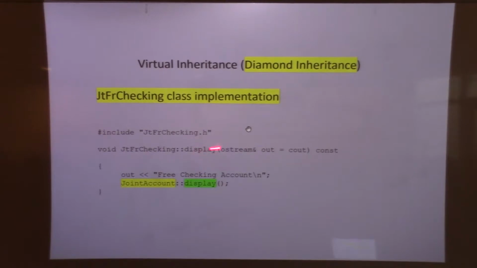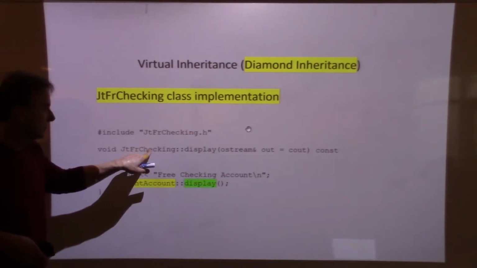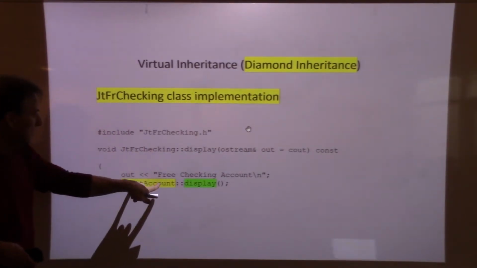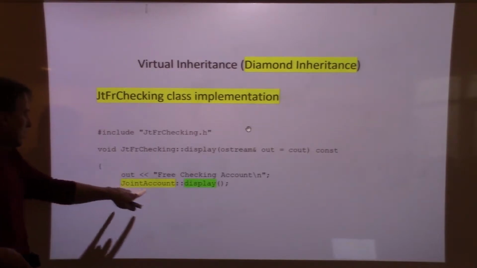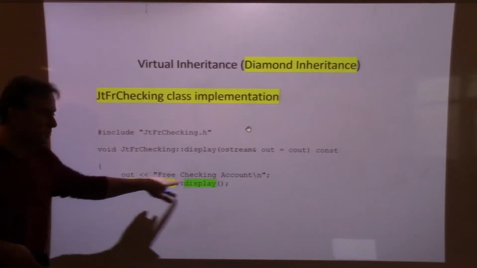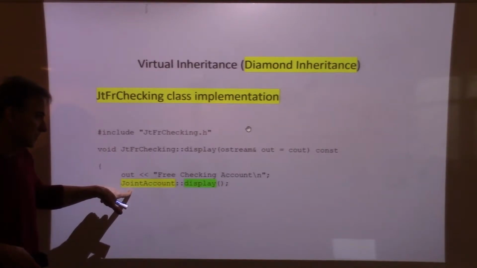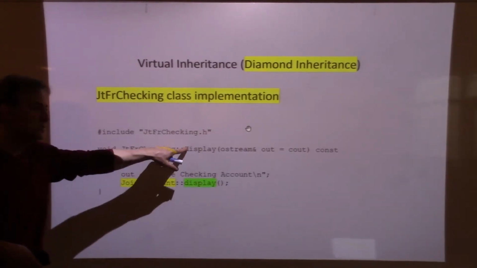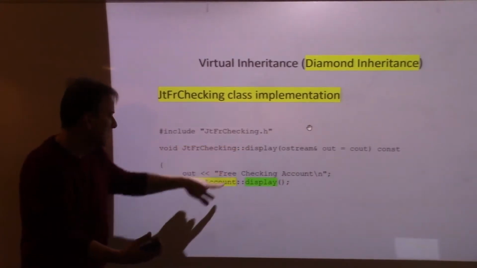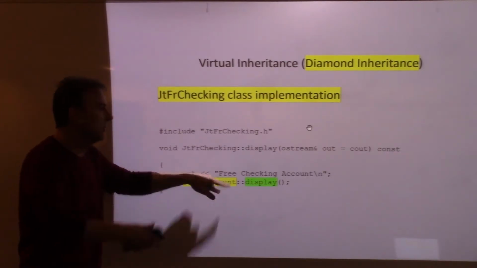This is the display method from joint free checking account, right? That's an override. Joint free checking display, right? Look what I'm doing in it. In this code, I'm calling display. So do you see what I'm doing here? I am calling my superclass display method. What's another one I can call? Free checking display. So this is display at the bottom of the diamond, and this is the display on this one. Remember, this is not double inherited because this is only an override from here.